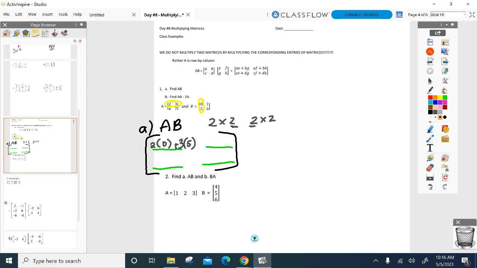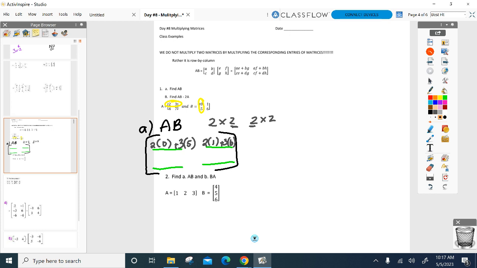All right, let's keep going. Same row, but new column. Row 1, column 2. So I'm going to put my answer here now. Row 1, column 2. 2 times 1 now. I don't want to put more circles here. 2 times 1, and add that to 3 times 6. Row times a column every time.